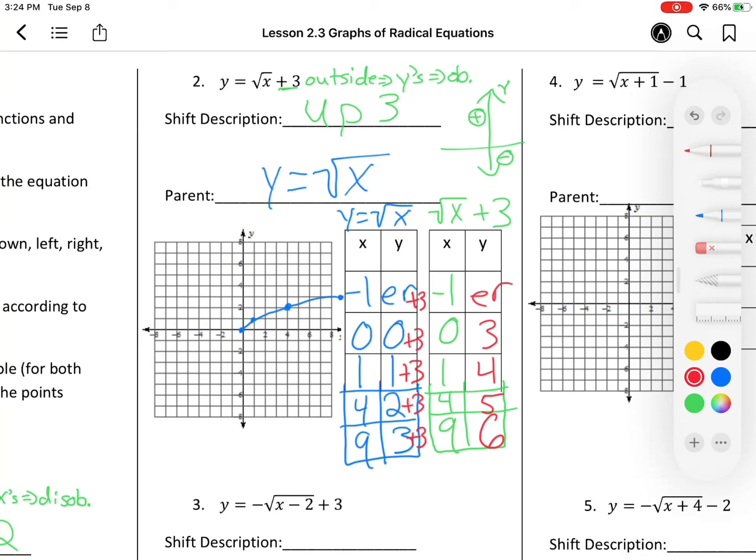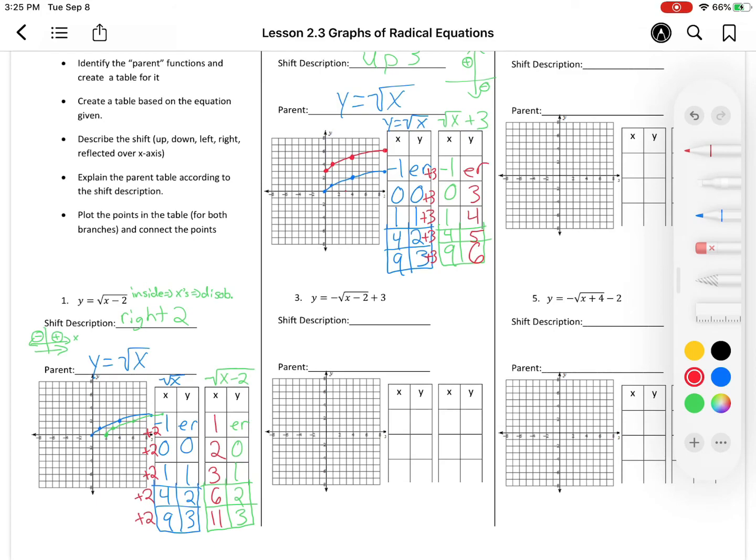So our new graph is here. (1, 4), (4, 5), and (9, 6). So that's my new graph. Moved up 3.